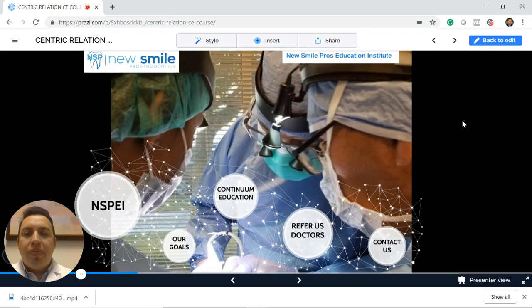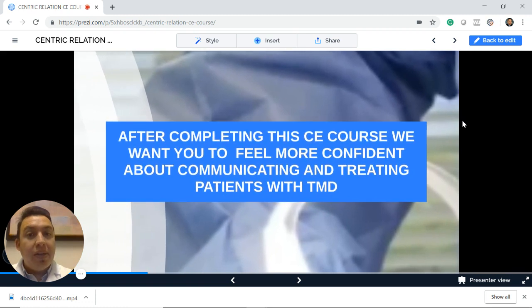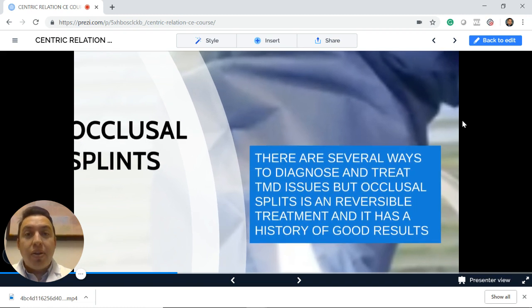One of our goals for this particular course is that after completing this continuing education course, we want you to feel confident about communicating and treating patients with temporomandibular disorders when it comes to treating with occlusal splints. Even though there are several ways to treat patients with TMD, I personally like using occlusal splints because it's a reversible treatment and it has a history of good results.